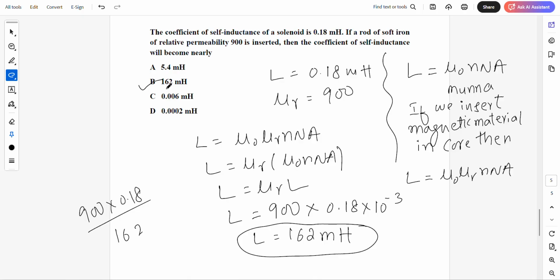Hope you have understood this very clearly. Kindly remember the formula. What is the formula for L? The formula for L is munna, mu naught NNA. Remember munna. If we insert magnetic material in the core, then the same formula applies, and mu r is the extra term that you are supposed to multiply. That is the relative permeability. Hope you understood this.